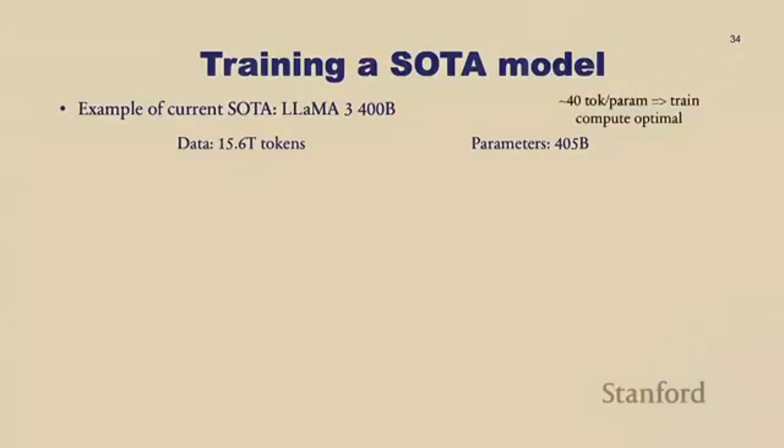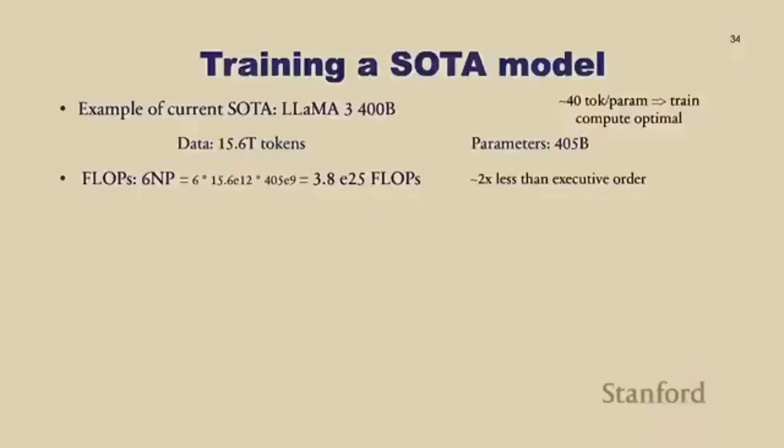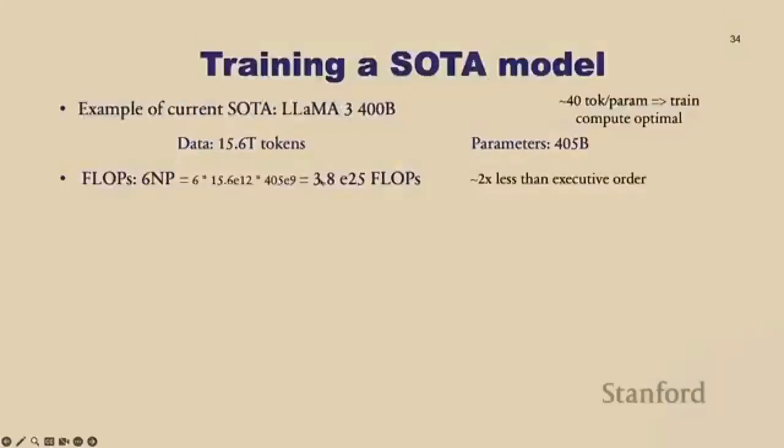So just so you know, this optimal tokens per parameter ratio is around 40. That's a little bit more than Chinchilla, but less than this inference-optimal model. So they went for training optimality. Flops for this model: one simple way to compute flops is 6 times the number of parameters times the number of data that you train on. If you do the simple calculation here, it's 3.8E25 flops.